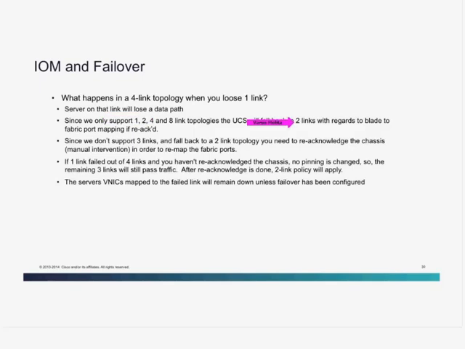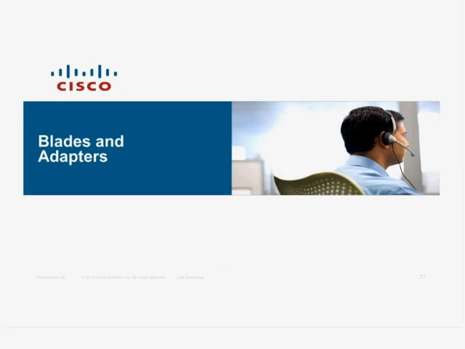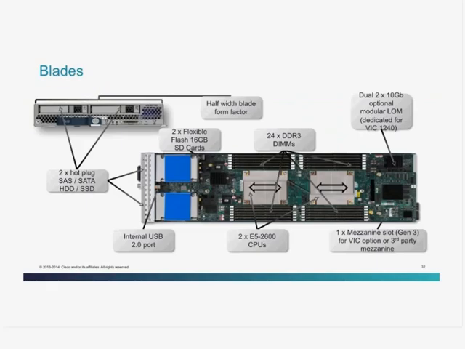And to get the pinning up and so that the servers are mapped again, to clear the faults, a re-acknowledge is required on the chassis. Let's look at the blade. What is a blade? I'm seeing about a half-width blade out here. So this is a B200 M3 blade.